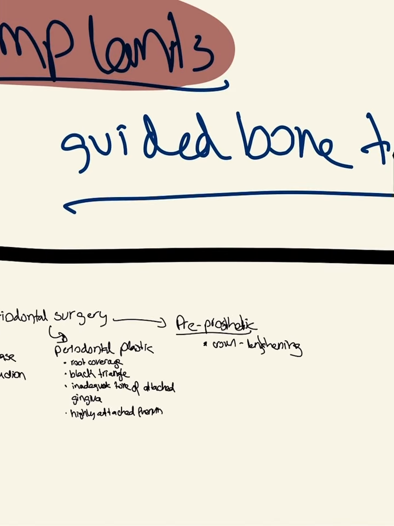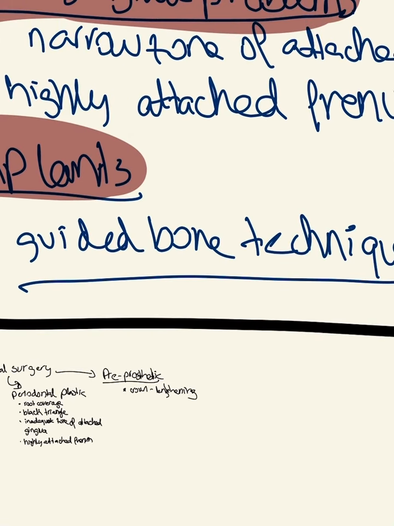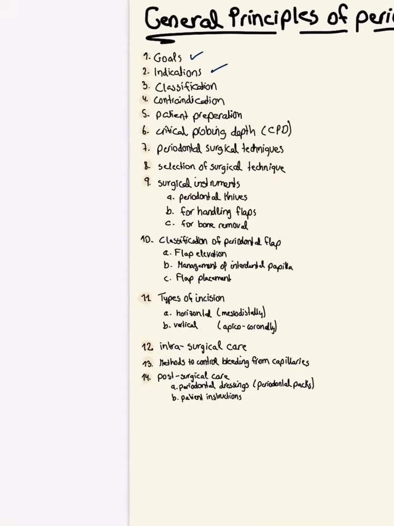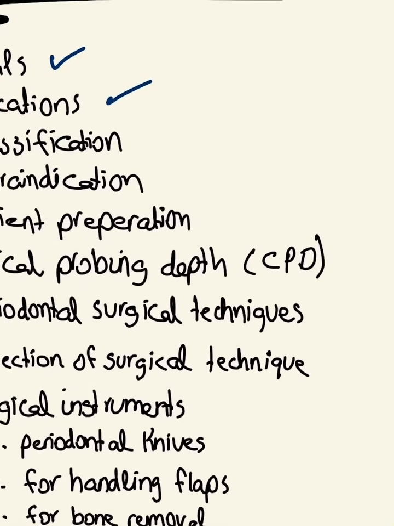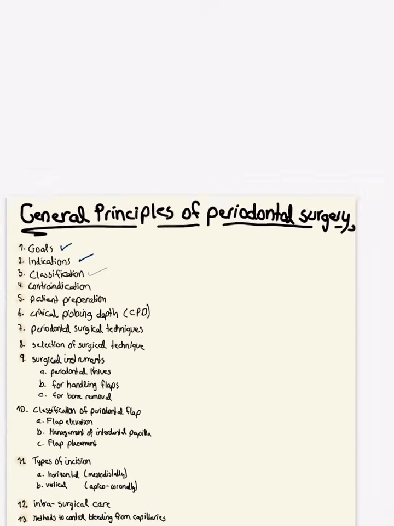What we can do is, for periodontal disease, pocket reduction and regeneration, if we have any abnormal morphologies in the gingiva or in the bone. Periodontal plastic surgeries in case of root coverage, black triangle, and so on. And pre-prosthetic surgeries, such as crown lengthening, to then do the actual treatment. So then we're done with the classification. Now we're beginning with the contraindication.